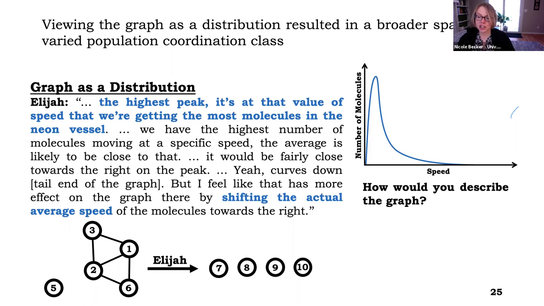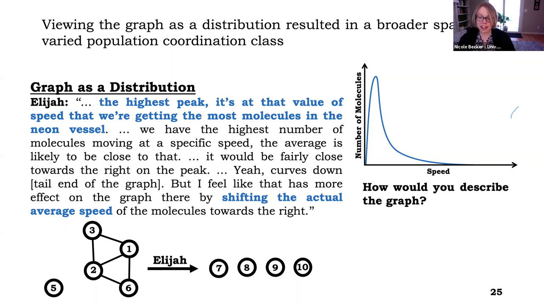So here we can see that Elijah observed the lack of symmetry in the distribution and noticed the tail end of the curve. Readouts that informed activation of knowledge elements related to the varied population schema, such as values vary for different molecules and peak as a central tendency. A closer look at Elijah's knowledge structure reveals certain knowledge elements have more connections, such as a higher temperature, higher speed, which was important for helping him to make inferences. More importantly, the idea of peak as central tendency and values vary for different molecules had a large number of connections in comparison to other knowledge elements.